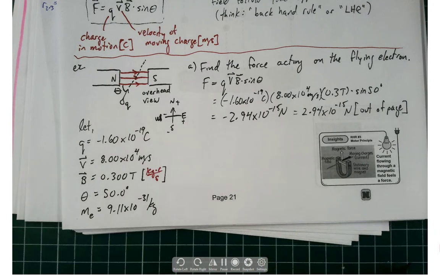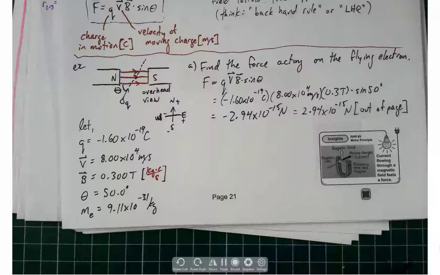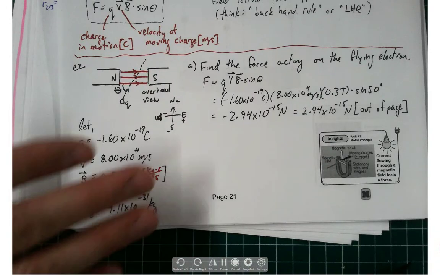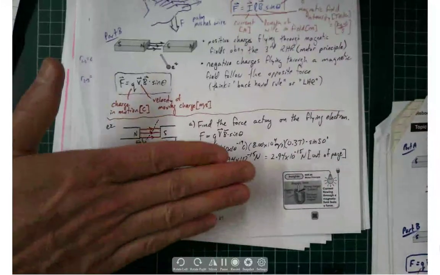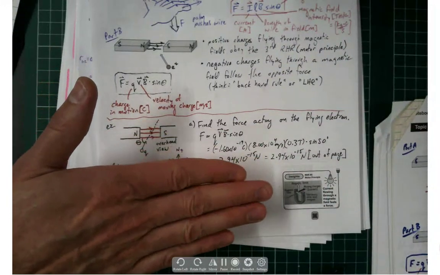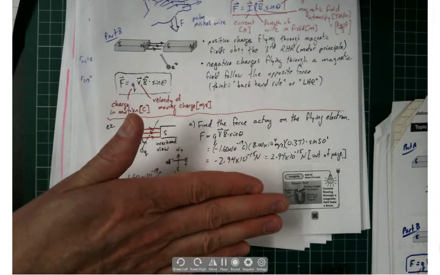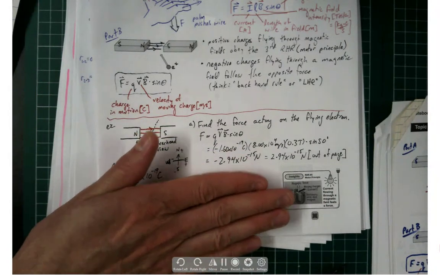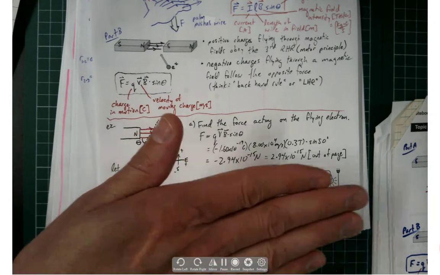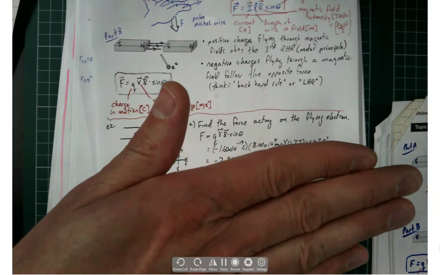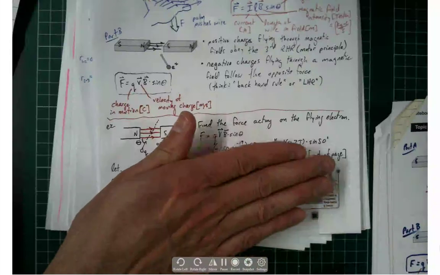Well, let me get my right hand ready. I'll zoom out. Remember, my right hand tells me that the magnetic field is going in this direction. My thumb is the direction that the object is flying in. But because it's a negative charge, I'm going to use the backhanded rule. It's getting pushed out of the page. Had it been a positive charge, it would be getting pushed down into the page.